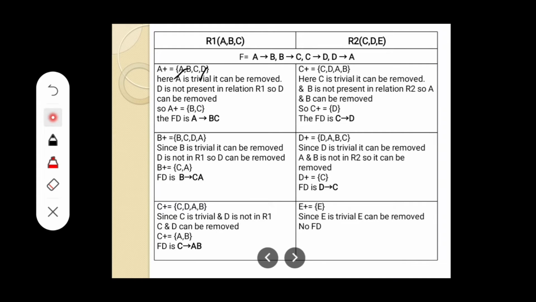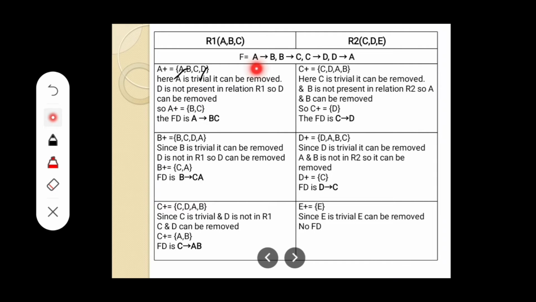Clear? I have given the explanation here too. A is trivial, so I have removed A. Now D is not present in the relation R1. Does R1 contain D? No, R1 does not contain D, so D can also be removed. After removal of A and D, the closure becomes A closure equal to B and C.